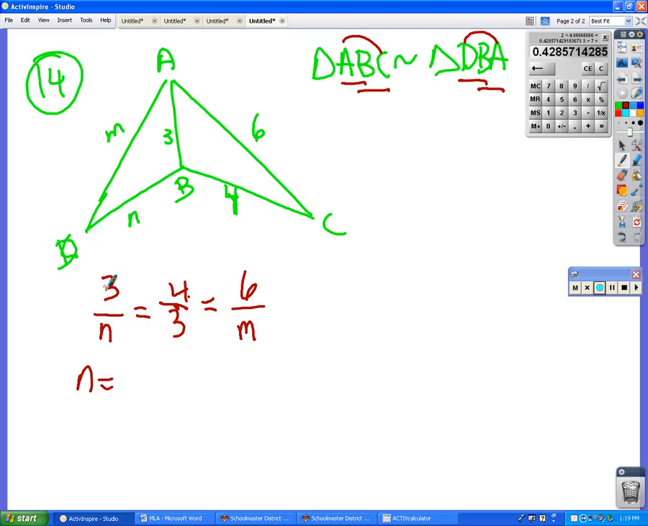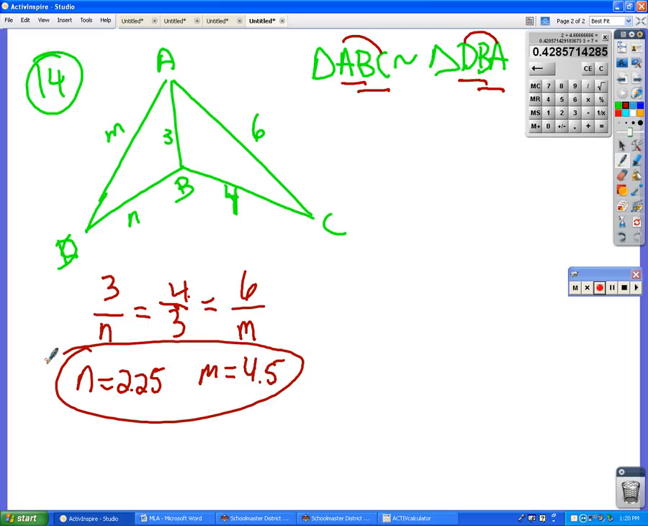To get N I cross multiply, 3 times 3 is 9, divided by 4 is 2 something. And then to get M, I do the same thing. I cross multiply. 3 times 6 is 18. 18 divided by 4 makes something. It's 4.2 something. Yeah, 4.5. I was close. You were close. I was calculating in my head. Okay. All right.